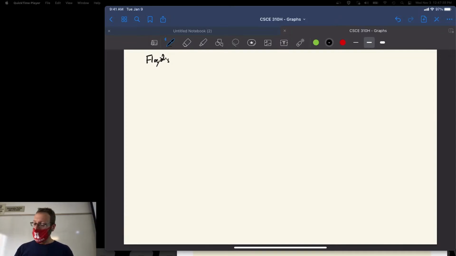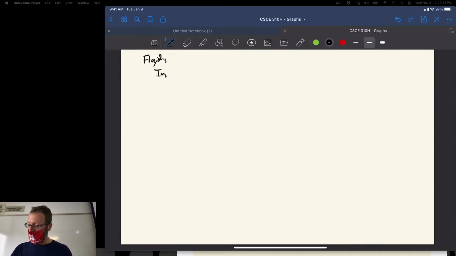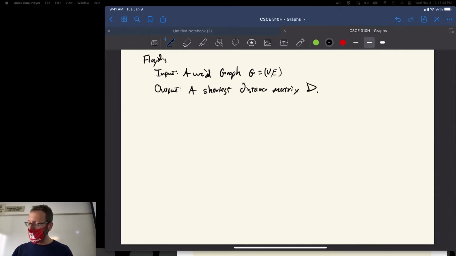Okay. So my input, of course, will be a weighted graph G equals (V, E). And my output is going to be a shortest distance matrix D and a successor matrix S. We'll talk about how that gets updated here.